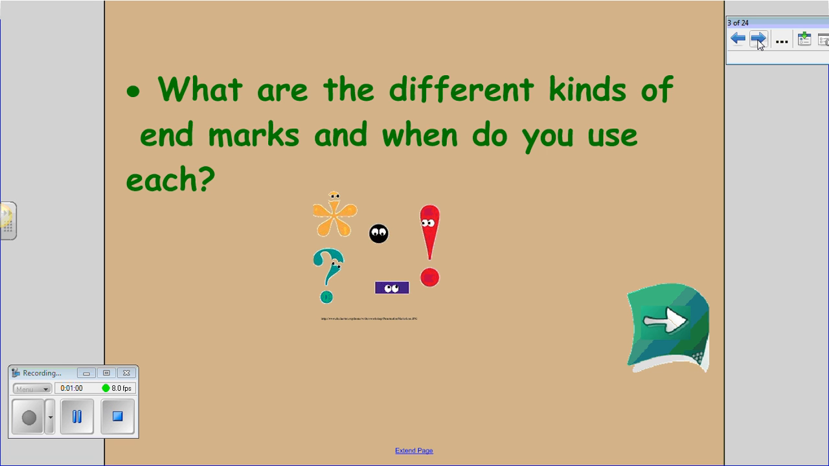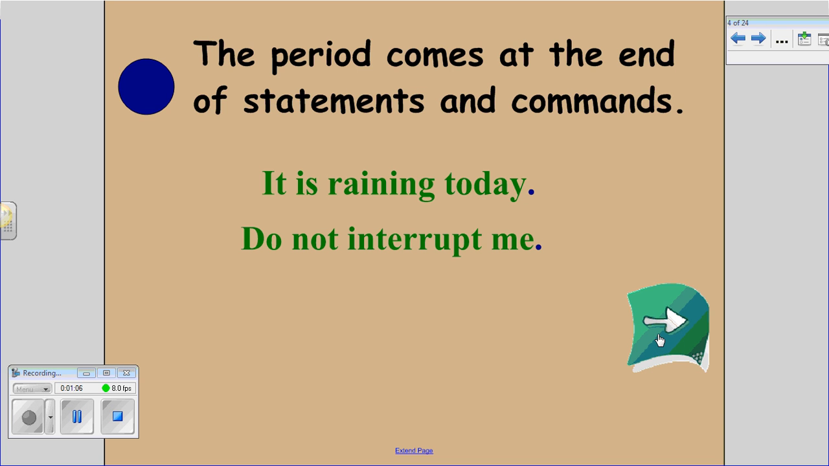What are some of the different kinds of end marks and when do you use each one of them? That's what we're going to talk about right now. The first one is a period. So please go ahead and write down another bullet and write period. And then I'd like you to write that it comes at the end of statements and commands.